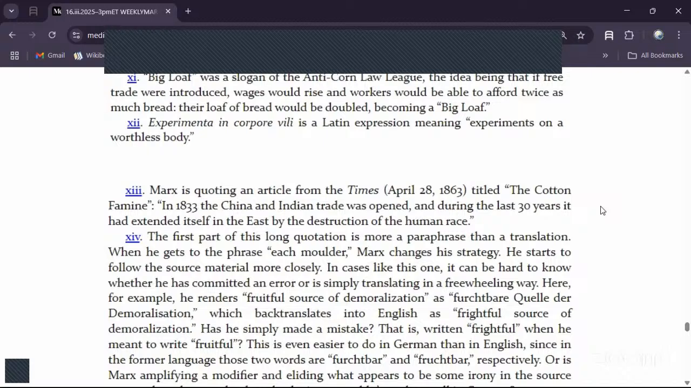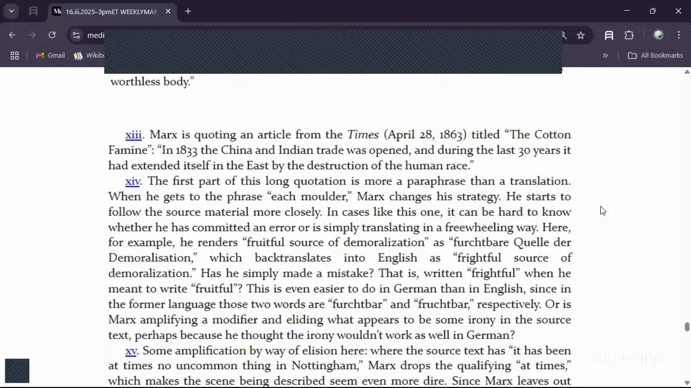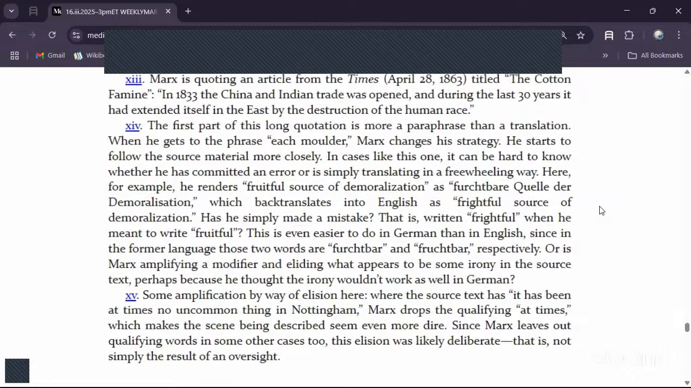Footnote 13, editor's note. Marx is quoting from an article from the Times, 1863, titled The Cotton Famine. "In 1833, the China and Indian trade was opened, and during the last 30 years, it had extended itself in the East by the destruction of the human race." Footnote 14, we're almost to the end.